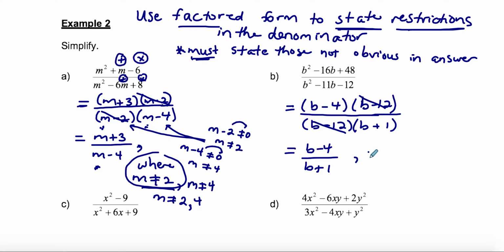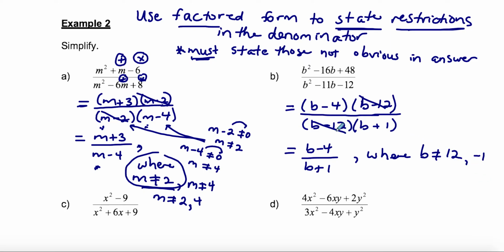So I'm going to say where b cannot equal 12. For sure. I have to say that for sure because I can't see it in my answer. Sometimes a teacher might want you to say -1 as well.